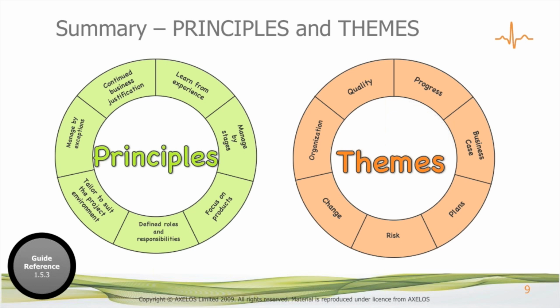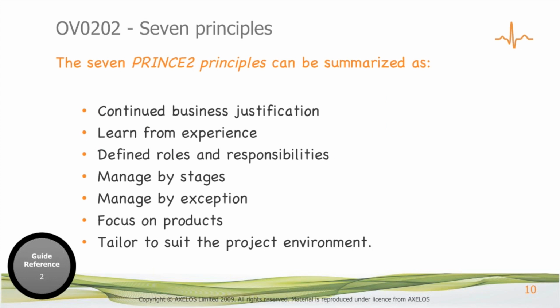So learning from experience, managed by stages, focus on products, define roles and responsibilities, tailoring the environment, managed by exceptions, and continued business justification through a business case. And the themes: progress, business case, plans, risk, change, organization, and quality. It is expected that you know these and can apply these across the different processes. That's what the practitioner exam is all about. It's about understanding the interflow between principles, themes, and processes to deliver a project.